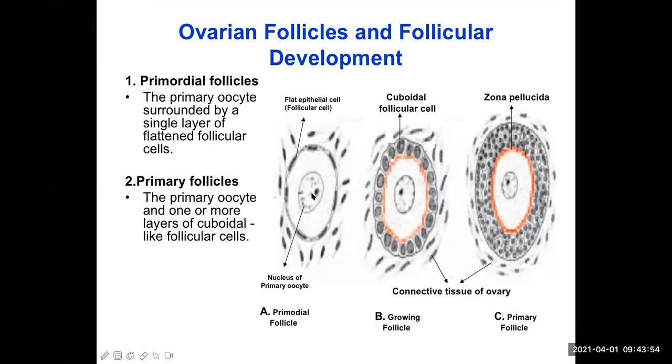In this follicle, this is the primary oocyte, which is surrounded by a single layer of flattened follicular cells. It's a single layer. So this is the primordial follicle. The primary follicle, on the other hand, has one or more layers of cuboidal follicular cells. See this? A little bit bigger looking cells, and here is another layer. One or more layers are there.